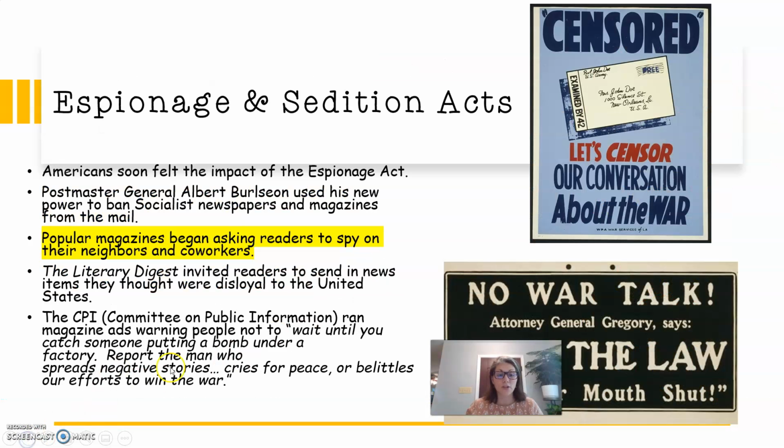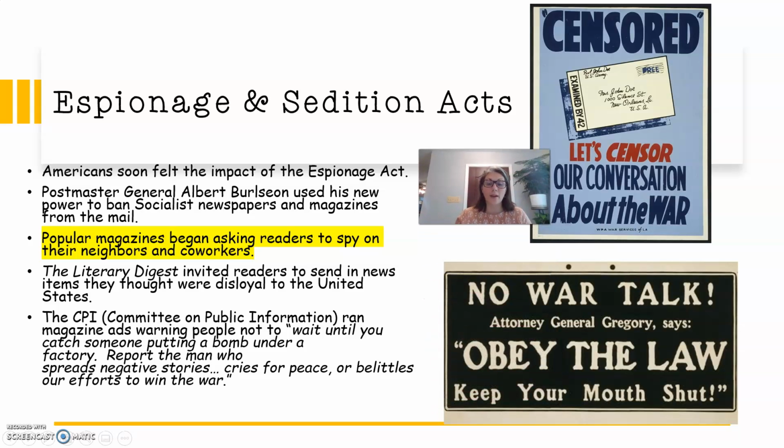So that was the Espionage Act. And all this was encouraged by the government. Magazines were asking their readers to spy on their neighbors and coworkers to see if they said anything that was unpatriotic. And the Committee on Public Information, which was a government organization, ran magazines that said, people, don't wait until you catch someone putting a bomb under a factory. Report the man who spreads negative stories, cries for peace, or belittles our efforts to win the war.